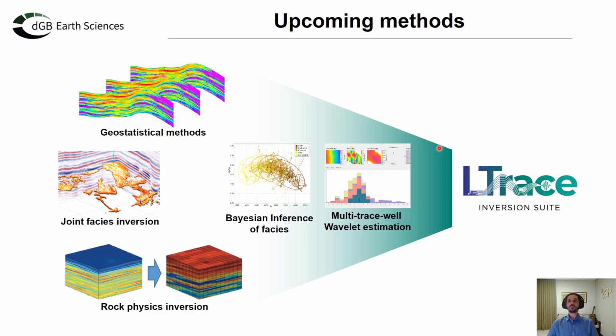And in this slide, I want to show all the methodology that we are currently working to include in OpendTect. The wavelet estimation here is the first one, which was released some weeks ago, and we are still doing some improvements. And then after that, we want to implement as well the Bayesian inference, with an interface where you can change the parameters of the PDF directly in the cross plot. But we also have the algorithms for geostatistical methods, joint Facies inversion and rock physics inversion.